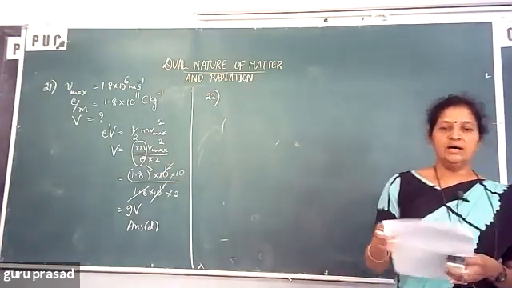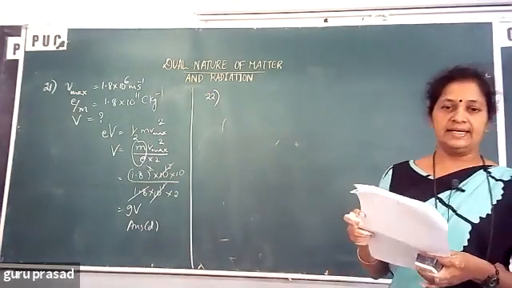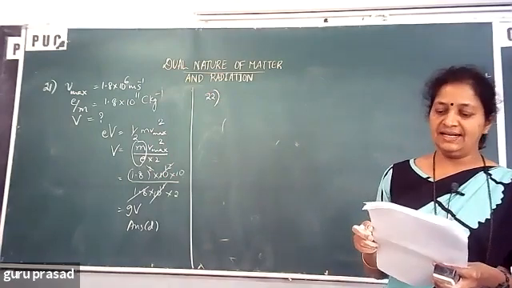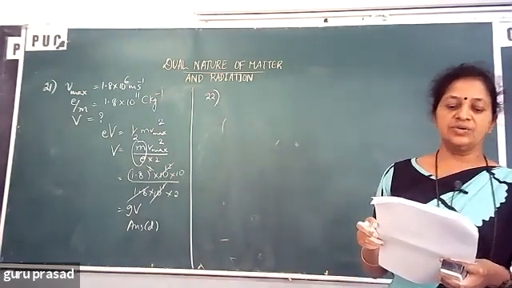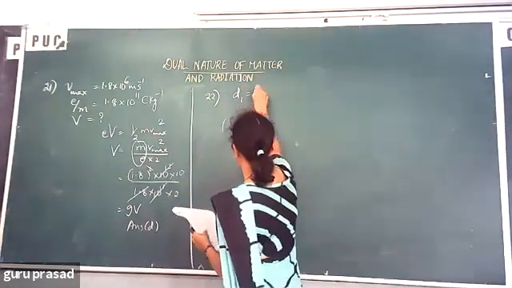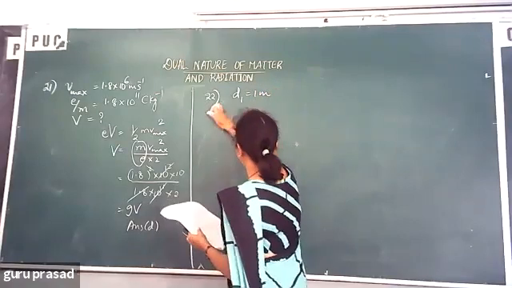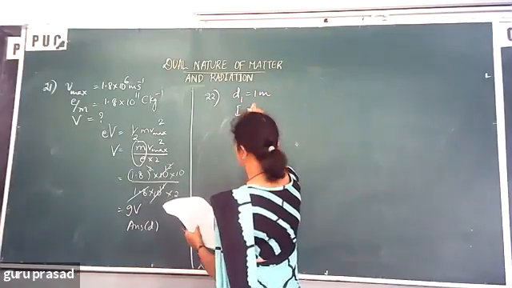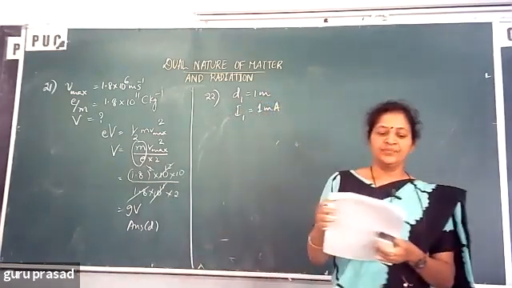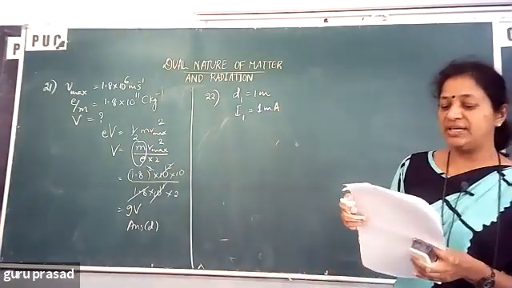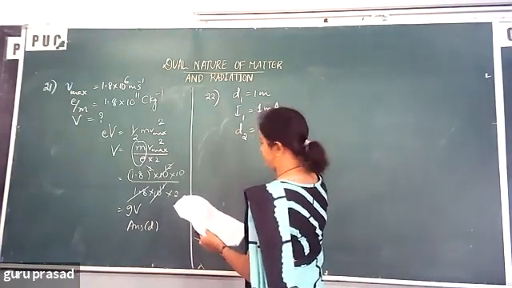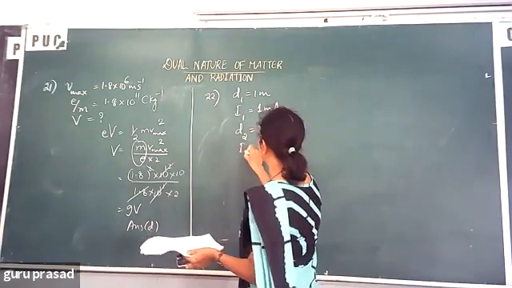When a point source of light is 1 meter away from the photoelectric cell, the photoelectric current was found to be 1 milliampere. Initially D1 was 1 meter. Then the photoelectric current I1 was found to be 1 milliampere. If the same source is placed at a distance of 3 meters away, then what is the photoelectric current?